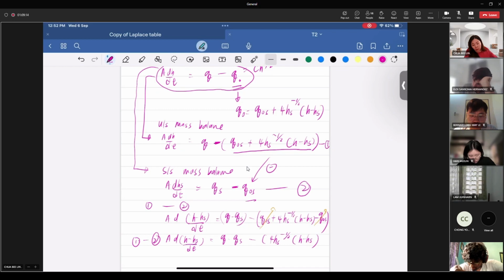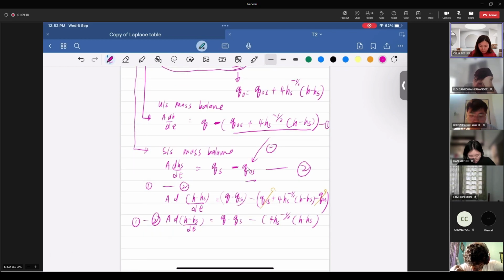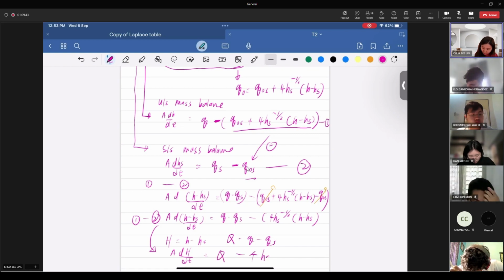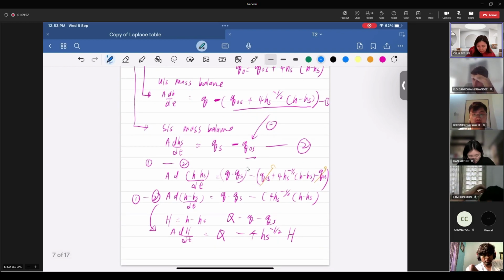Then you do the same as usual. Introduce the deviation variables. Let's say small h is H minus HS, and small q is Q minus QS. Then your equation 1 minus equation 2 becomes A dh over dt equals q minus 4HS to the power negative 1 over 2 times h. So this HS is given as the value given in question 2. It is 3 feet. Okay, so this HS stands for the steady state value. It is 3 feet, so later you can substitute this value in.